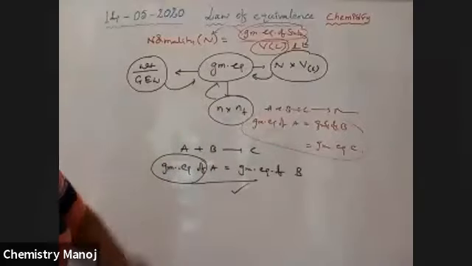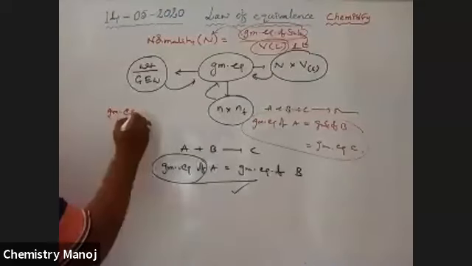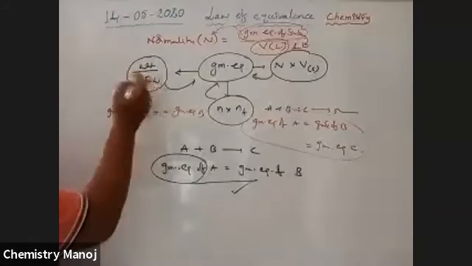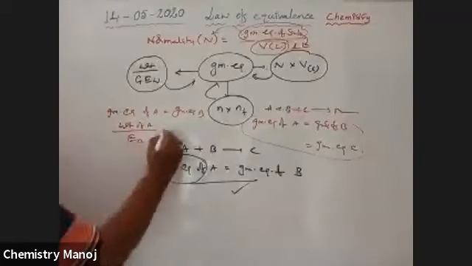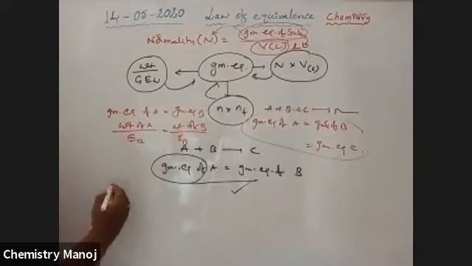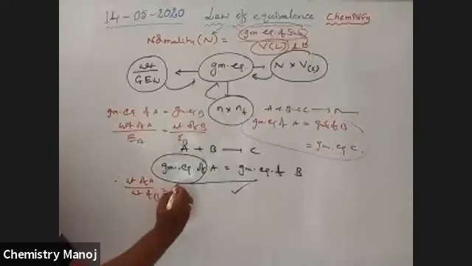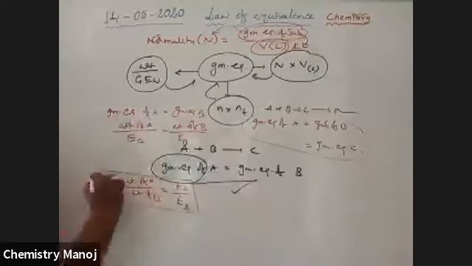Okay. So these are the different topics towards your law of equivalence. Now I'm going to conclude the final topic. So at any condition, gram equivalence of A is equal to gram equivalence of B, means weight of A by equivalent weight of A is equal to weight of B by equivalent weight of B. Therefore, weight of A by weight of B is equal to equivalent weight of A by equivalent weight of B. It is another formula. So comparative study.